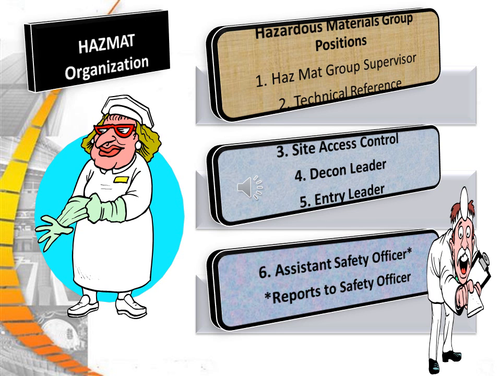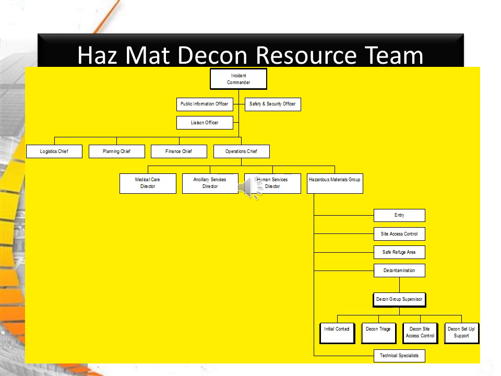Hazardous materials group positions. HAZMAT group leader is number 1. The technical reference is number 2. Site access control is 3. Decon leader, 4. The entry leader is number 5. And number 6 is the assistant safety officer, who reports to the safety officer. Here we have a graphic showing the HAZMAT decon resource team.